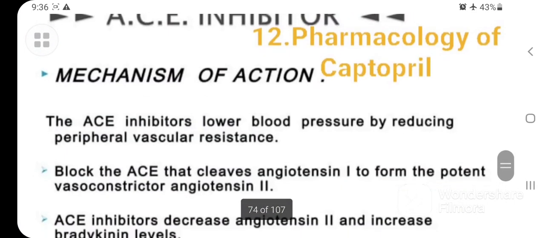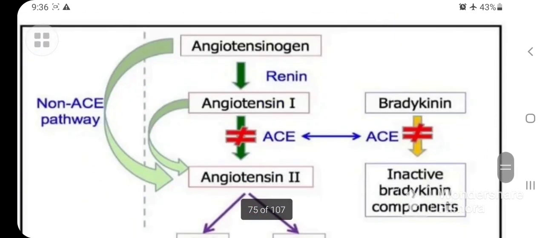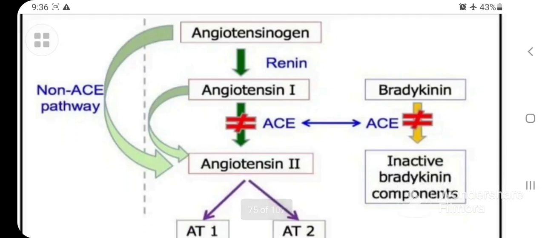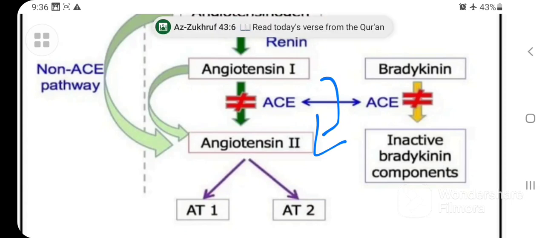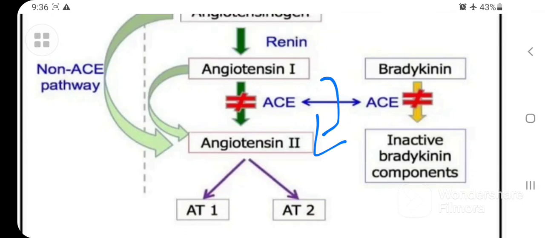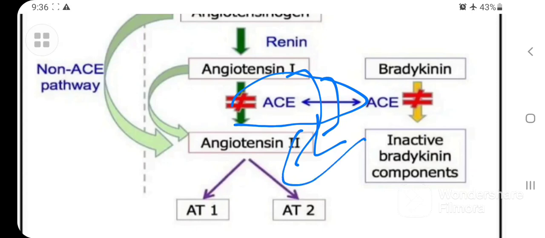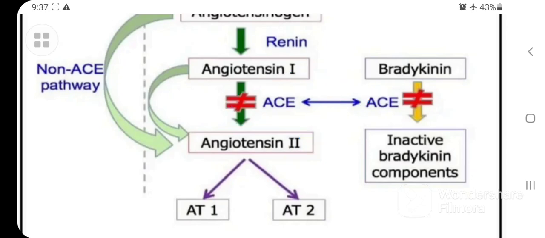If you are not familiar with this, you can write this one. Angiotensin 1 cannot get converted to 2. Why? Because of these ACE inhibitors. It stays inactive, then the bradykinin component. Simple. If 1 cannot get formed to 2, then there is no constriction, no increase in BP, just a fall in BP.